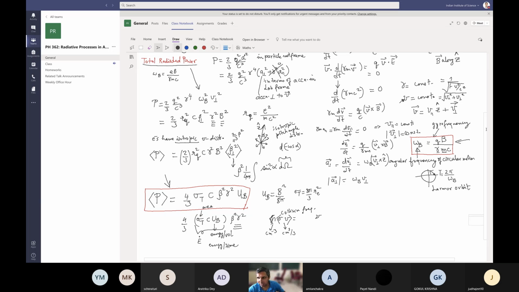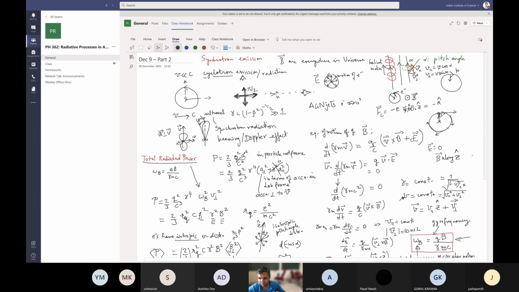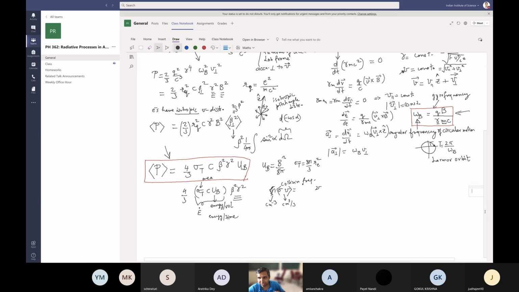So also remember the path that we followed. We are putting together very simple things like circular motion, this gyro frequency, just the Larmor power evaluated in the lab frame when acceleration is perpendicular to the direction of motion.